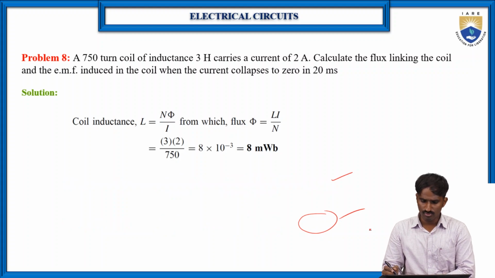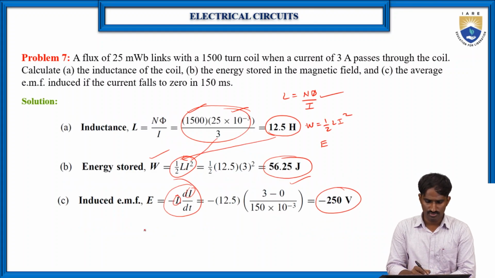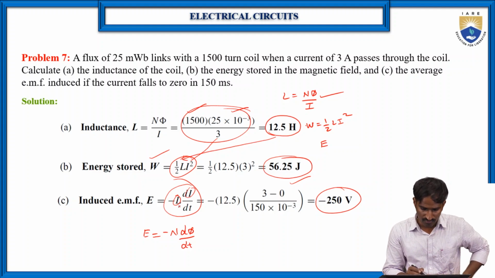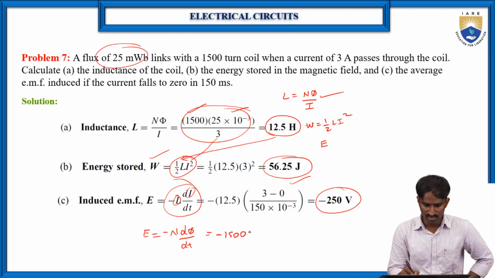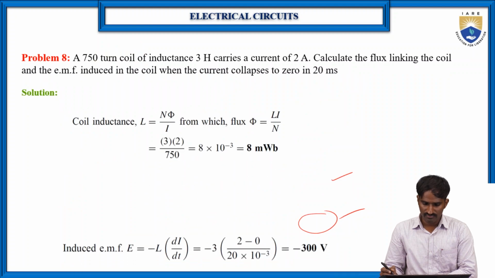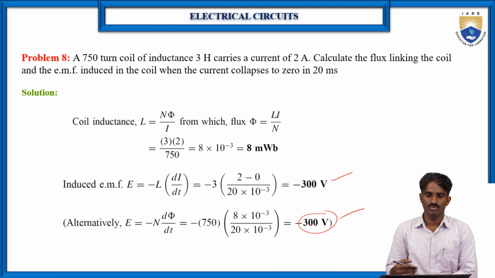In the previous problem also, instead of this, you can also use E is equal to minus N into d phi by dt, because we know the phi value also. Let me see here whether we know the phi. Yeah, the flux value also we know. Just substitute all these values here. Minus N is equal to 1500 into 25 into 10 to the power of minus 3 by 150 into 10 to the power of minus 3. If you simplify, then you will get again minus 250 volts. Right. So which means we can use any one of the equations based on the available parameters.